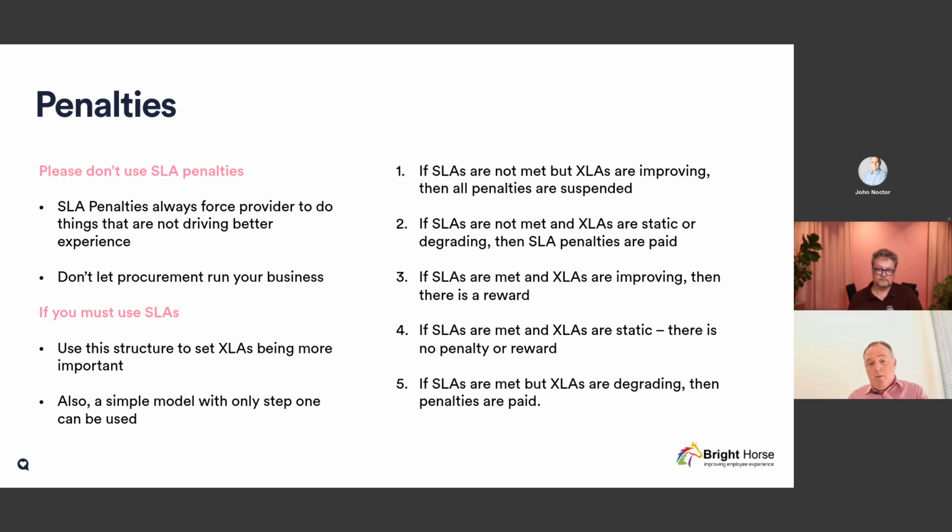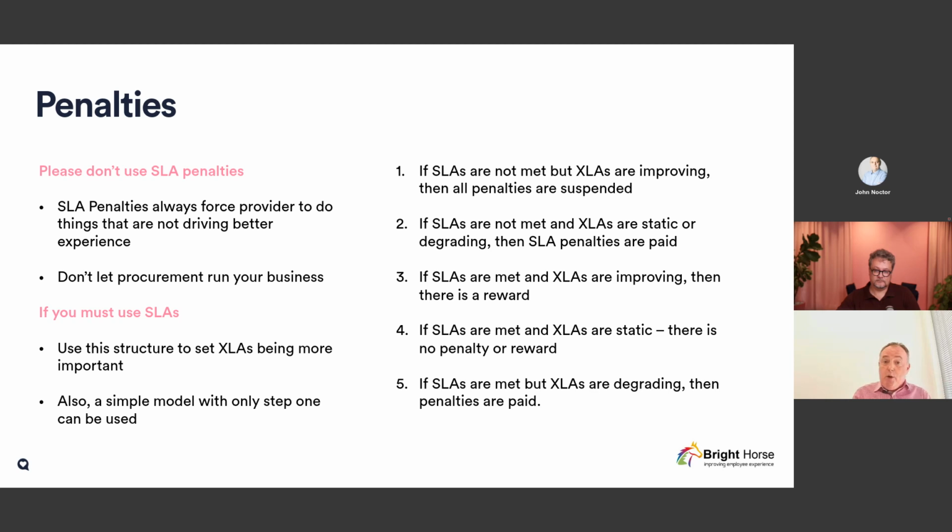So on the right hand side, you can see some options here that we think could be a simple way of doing it. If you're going to do it and procurement is telling you to, then maybe you'd have SLAs that say, well, look, if SLAs are not met, but XLAs are improving, or they are met, then actually don't penalize the MSP for that, because they're doing something that's right for your business. Maybe driving the XLA is more important than the SLA. So maybe you suspend all penalties when that's the case.